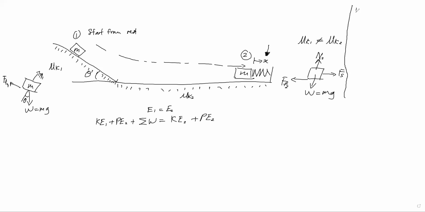Kinetic energy 1, because you start from rest, is equal to 0. Then how about the potential energy 1? Initially this block M is located at a height of h, so it becomes simply mgh.